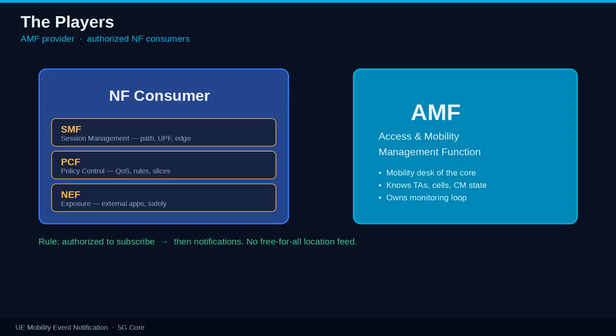The rule is simple. The AMF provides UE mobility related event reporting only to an NF that has been authorized to subscribe to that service. Authorization first, then subscription, then notifications. No free for all location feed. So the architecture is not every function pings the radio. It is authorized consumers subscribe once, the AMF watches continuously, notifications fire when the presence story changes. That separation is what keeps the 5G core both scalable and privacy aware.